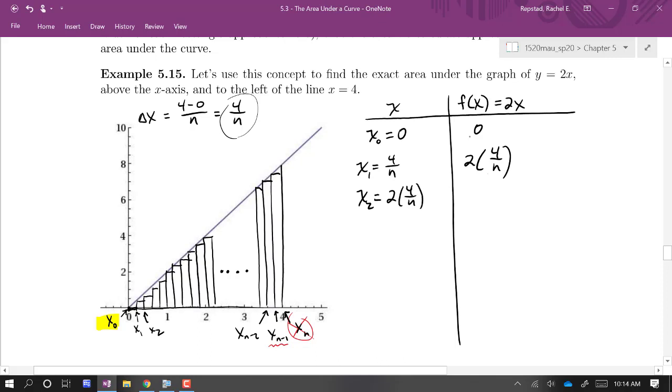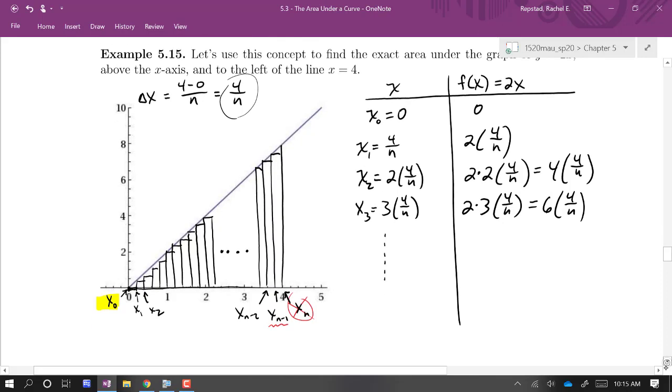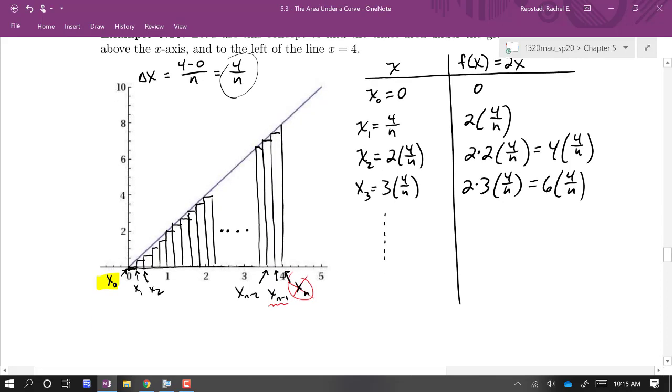And so this is using the function 2x. The height here is 2 times 2 times 4 over n, or 4 times 4 over n. And x3 is going to be 3 times 4 over n. So we have 2 times 3 times 4 over n, or 6 times 4 over n for the height there. And this just keeps going until we get close to the end.